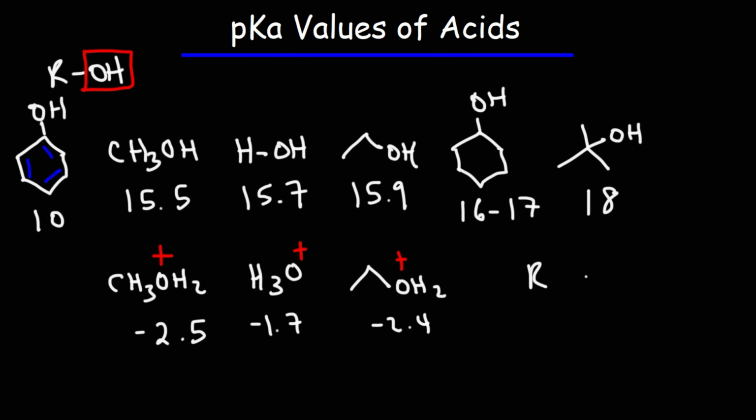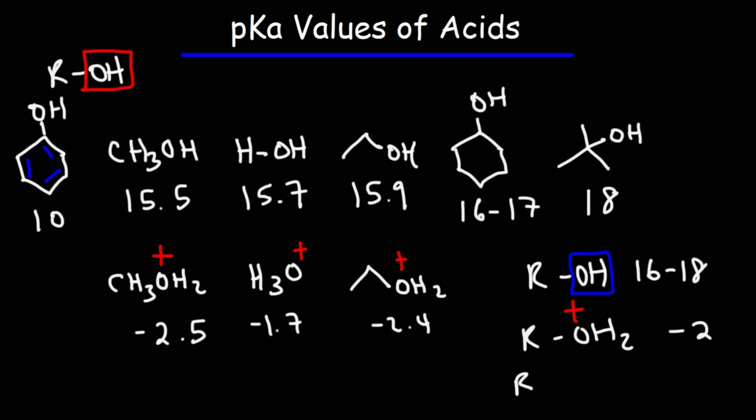So when you have an alcohol, if there's no electron delocalization, as in the case of phenol, the pKa is typically around 16 to 18 if you see an OH group. Now, if you have a protonated alcohol, the pKa is typically around negative 2.